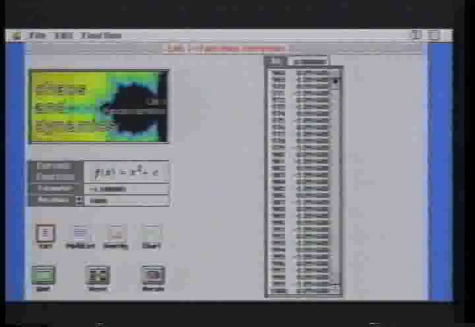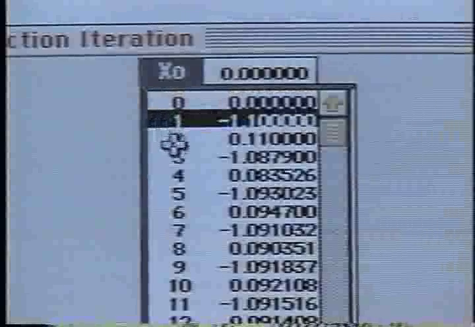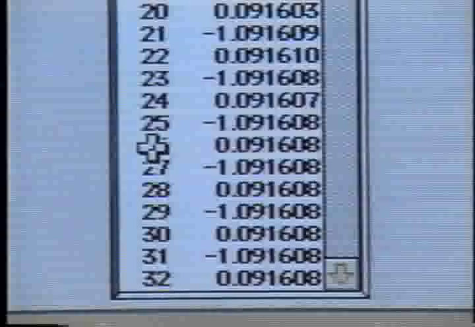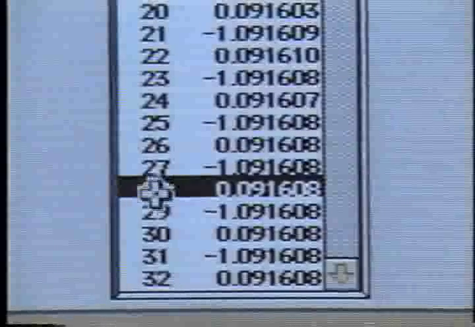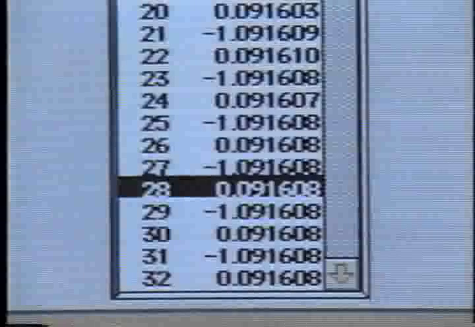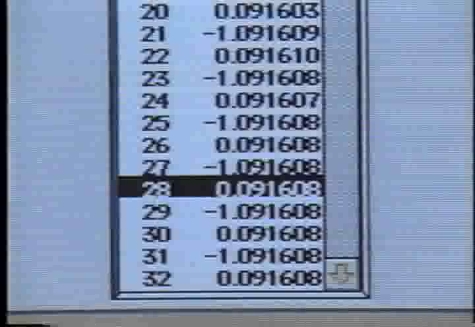Notice that we start here at 0, iterate once to get -1.1, again, and observe that eventually, by the time we've iterated 26, 27, 28 times, this orbit begins to cycle back and forth between minus 1.09 and 0.09. So this orbit, too, eventually tends to a 2-cycle.